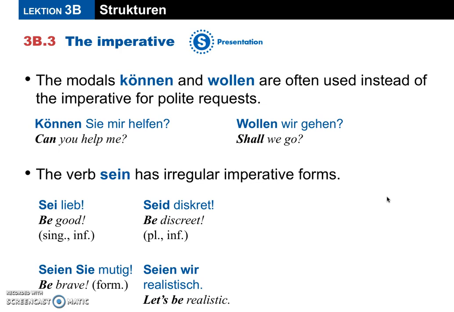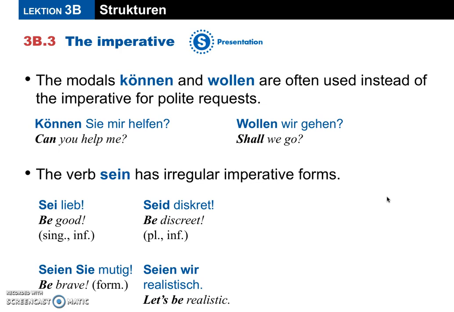The modals können and wollen are often used instead of the imperative for polite requests. Können Sie mir helfen, or können Sie mir bitte helfen? Wollen wir gehen? Shall we go? As opposed to please help me or simply help me or let's go.